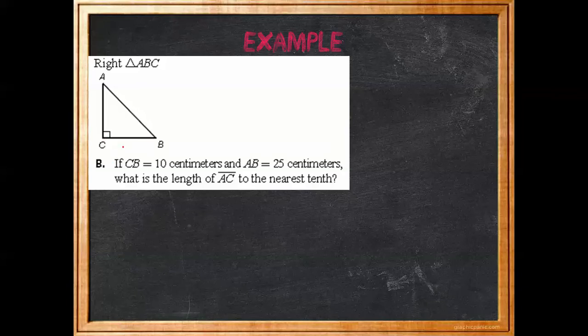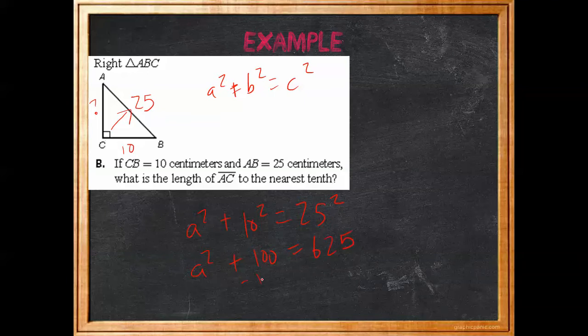This says if CB equals 10 and AB equals 25, what is the length of AC? So here's the hypotenuse. Remember, the hypotenuse has to be C. So now I have A or B right here, and then 25, which is C. So I want to find A. So I have A squared plus 10 squared equals 25 squared. So I have A squared plus 100 equals 625. Then I'm going to minus 100 from both sides and get A squared equals 525.